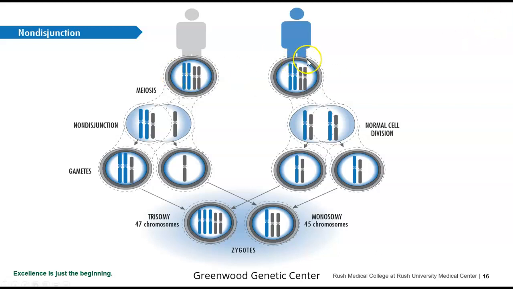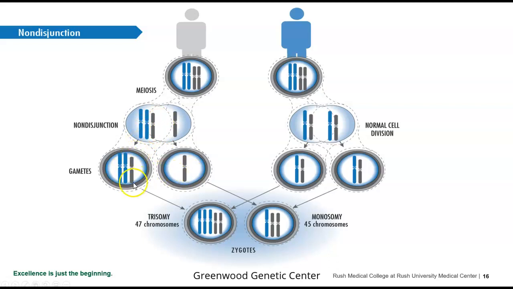So this is just an example of two chromosomes, the blue chromosome and the gray chromosome. They divide evenly. One parent gives one blue and one gray. In this situation, there's non-disjunction at the first meiotic division, where both of the blue chromosomes go to one side, and then in the second division, we separate.